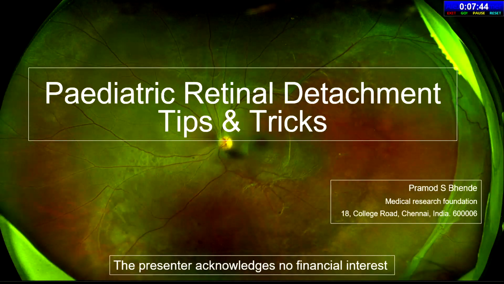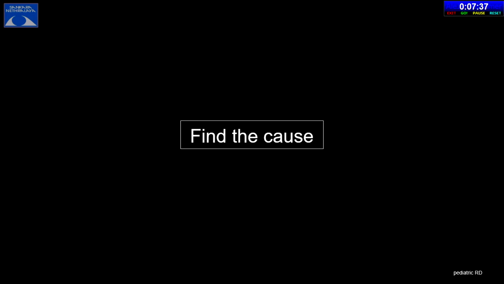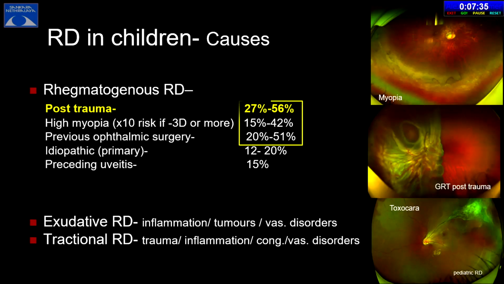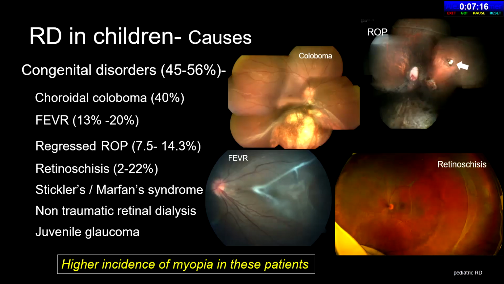Basically, when you deal with pediatric retinal detachment, I'm going to give you a quick overview. Most important is to find the cause. The commonest are post-trauma and high myopia, and a very important thing I'm trying to highlight is previously badly done ophthalmic surgery, which is a major component, almost 20 to 51%. I'm dealing here mostly with the rhegmatogenous component, not the exudative or tractional component. When you look at congenital disorders, that's a big chunk when you deal with pediatric retinal detachment.